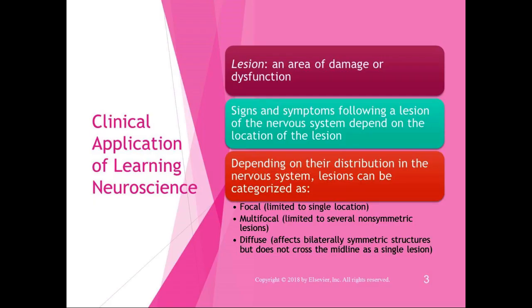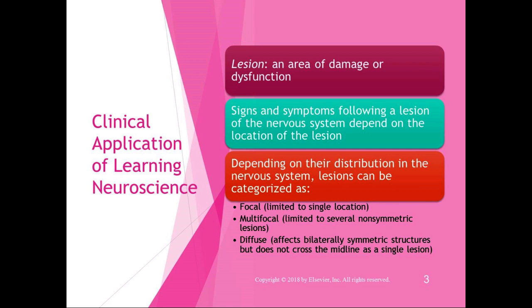We'll look at that. So a lesion is an area of damage or dysfunction. Very simple definition. Signs and symptoms following a lesion of the nervous system depend on the location of the lesion. So depending on their distribution in the nervous system, lesions can be categorized 3 different ways. Focal, which is limited to a single location. So if you have carpal tunnel syndrome, that is a focal lesion. It's a single location. Multifocal is limited to several non-symmetric lesions. So say you were in a car accident and you had a bunch of injuries, that could be multifocal.